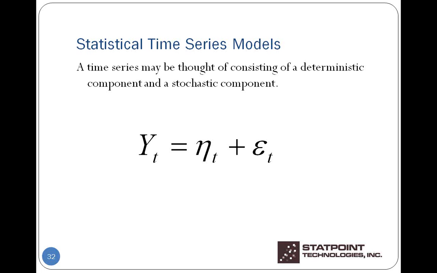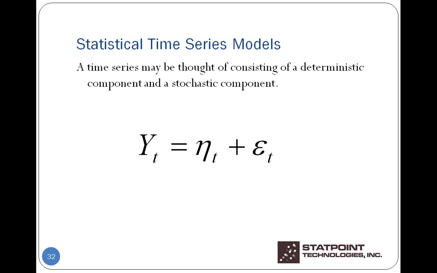I'm going to start by telling you that time series, when we build a statistical model for them, usually are thought of as consisting of a deterministic component and a stochastic component. The deterministic component is usually called eta sub t, the stochastic component epsilon sub t. Deterministic means it's something not affected by random chance, whereas the stochastic component, the epsilons, are in some fashion affected randomly by what happens.